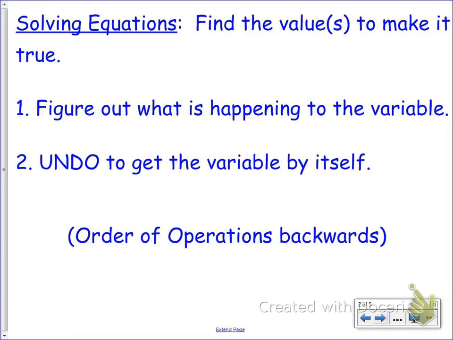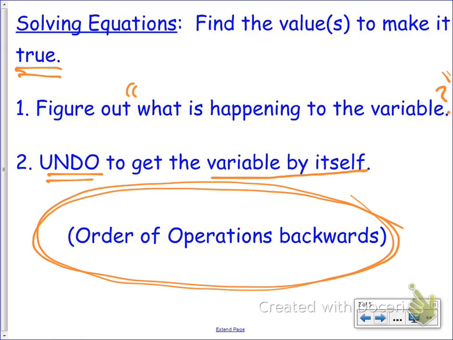So, solving equations, what you're doing when you solve an equation is you're finding the value that makes the equation true. So you're basically finding the number that you can plug in for the variable. Here's how you do it. You have to figure out what's happening first. So ask yourself, what is happening to the variable? And then once you've decided what's happening, you need to undo those and work backward. So you're actually saying, okay, what's happening to the variable, order of operations. Now let's do those operations backward.